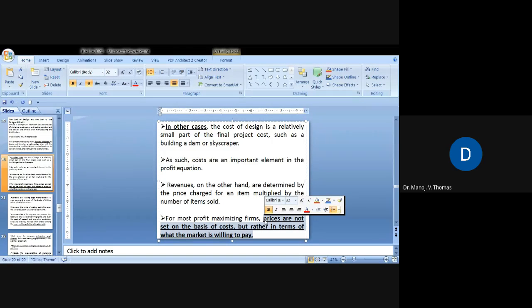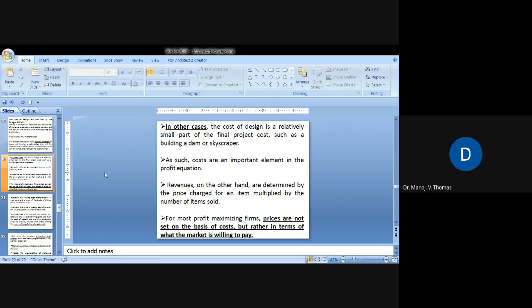So it may cost you 1 lakh or 2 lakhs, but the actual cost may be very less. But how do they set the price of the product? Because they know the market is willing to pay this much for this particular product. So that is also another aspect which governs economics in design.